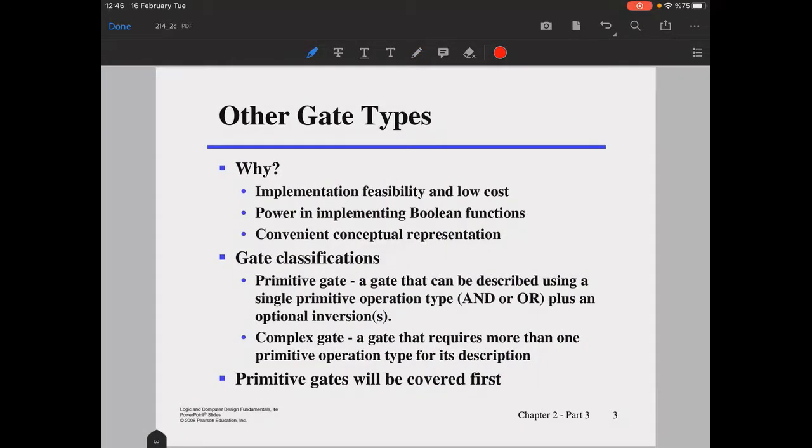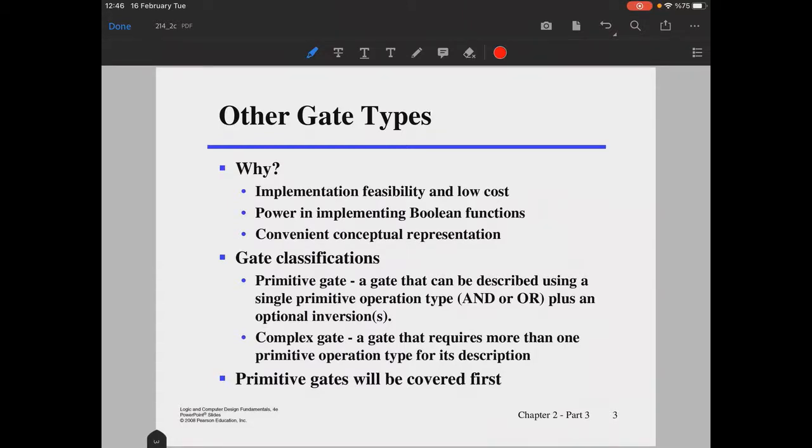Why do we need other gate types? Because of implementation feasibility and low cost. This is the main reason. And you also implement some Boolean functions in an easy way, in a more readable way. And when you draw a circuit or something like this, it gives us a convenient conceptual representation as well.